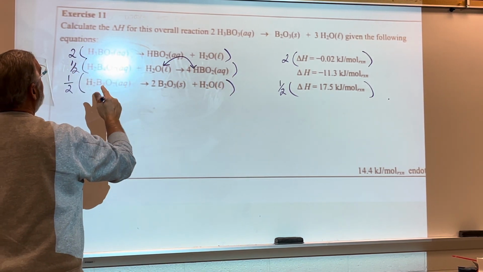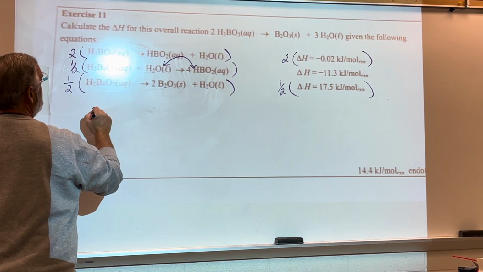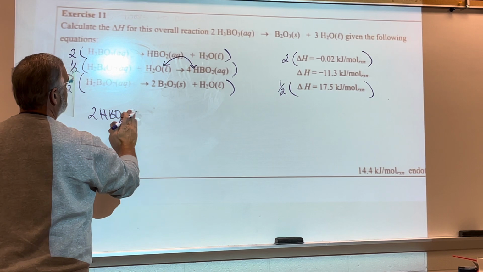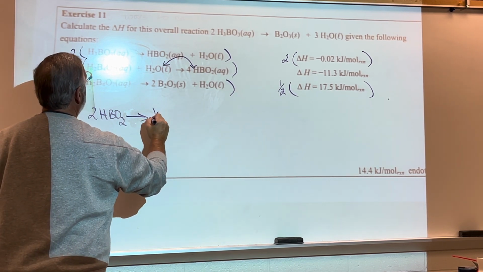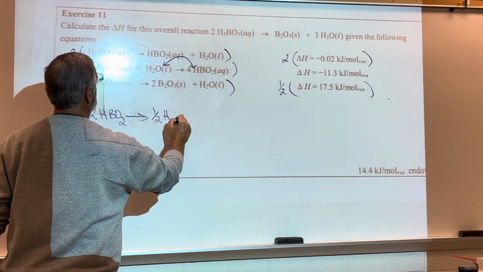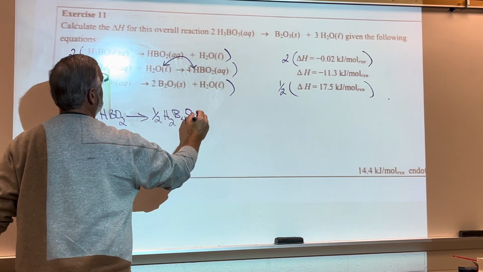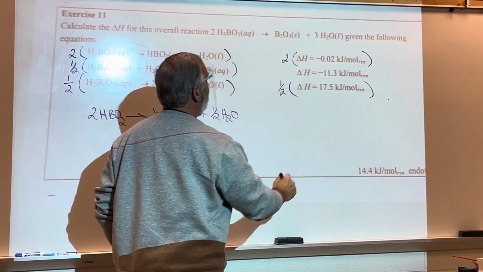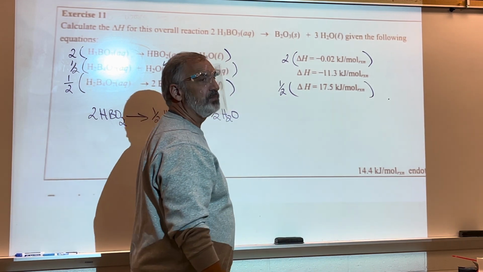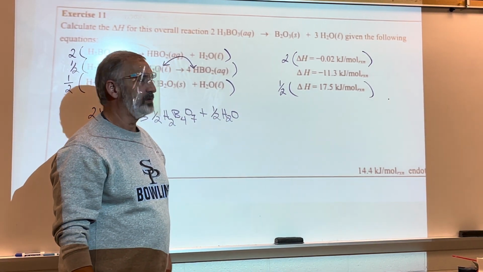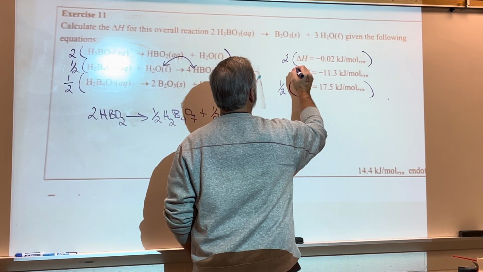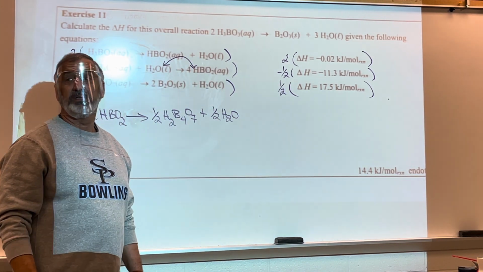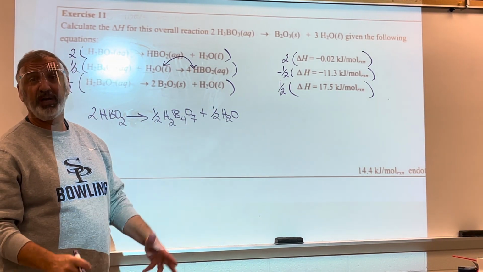Now I'm going to go ahead and rewrite that one as 2 HBO2 goes to 1/2 H2B4O7 plus 1/2 H2O. So what do I have to do to this? I've got to multiply it by a negative 1/2, and I've got to change the sign. I'm going to change it to positive and multiply by a half.